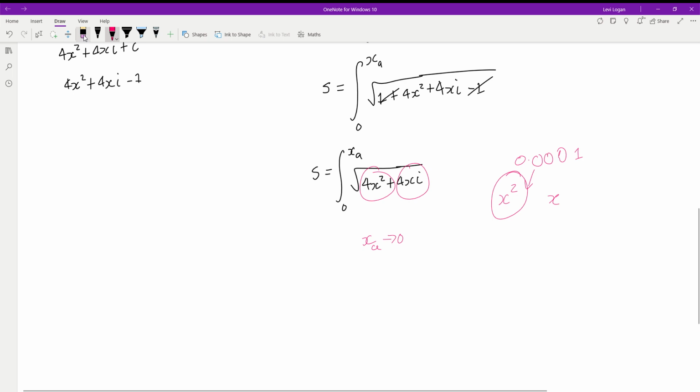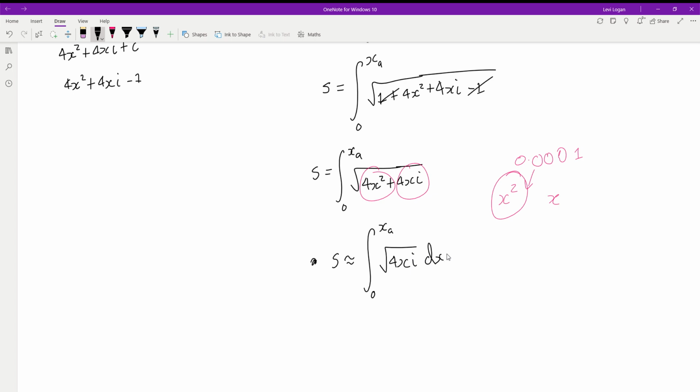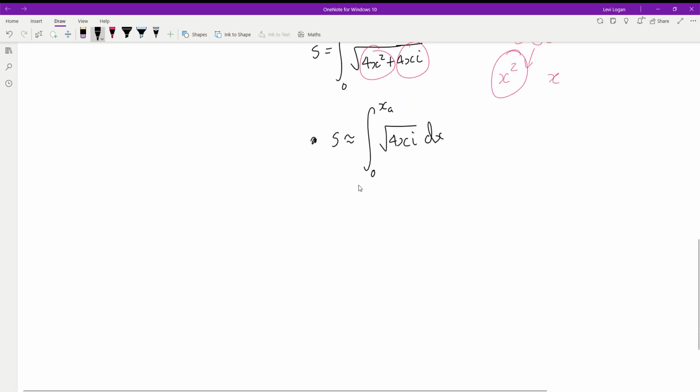So we can actually approximate this integral. As x_a goes to 0, we can say the arc length is approximately still our integral from 0 to x_a, but we can substitute the 0 into here, and we're left with just the square root of 4xi dx, okay? Now, we can do this integral quite easily. So s is approximately the integral from 0 to x_a, splitting this up, we can treat this as the square root of 4i times the square root of x dx.